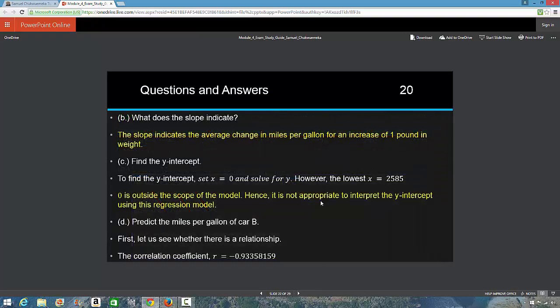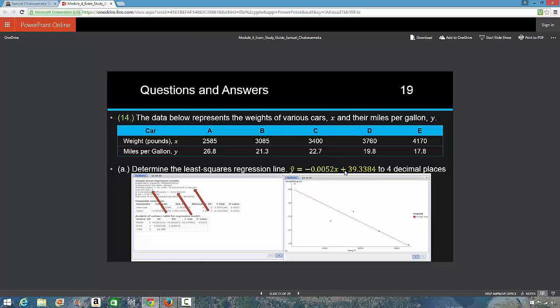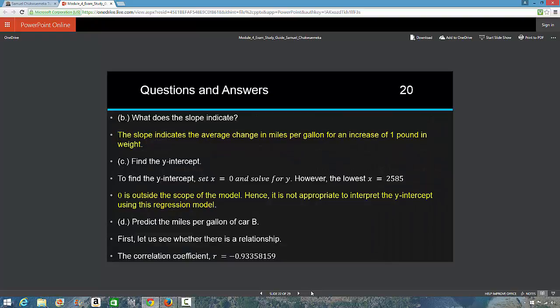Because we don't know the behavior of the model outside the scope. This regression equation, which is the regression model, we can only use for explanatory values within this range, from 2585 to 4170. If it is less than 2585 or more than 4170, we don't know how the regression model is going to behave. So we cannot use this model for weights below 2585 pounds or above 4170 pounds. Does that make sense? I think we explained this in a Module 4 homework assignment.